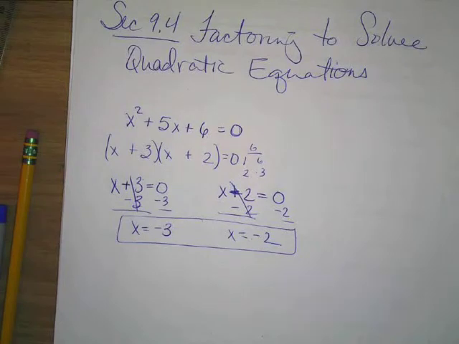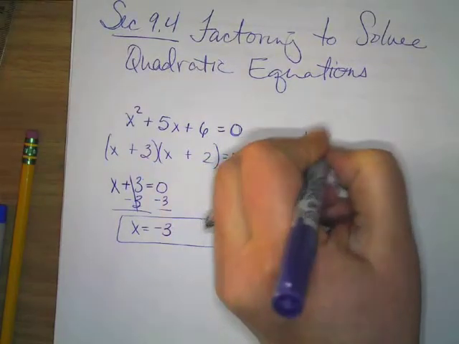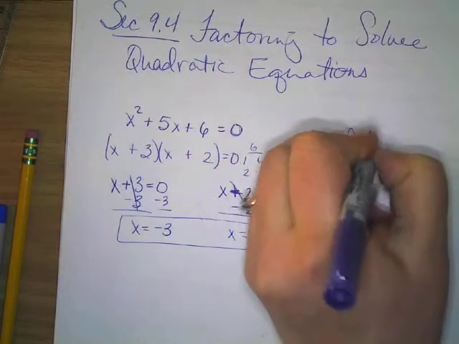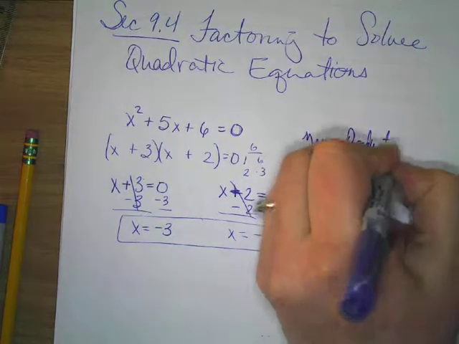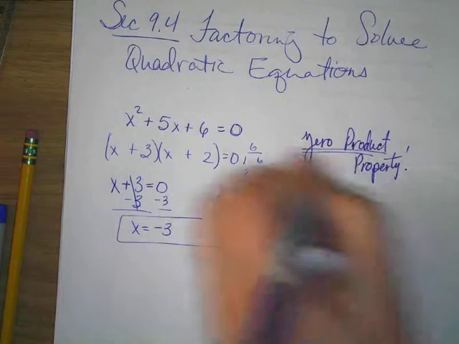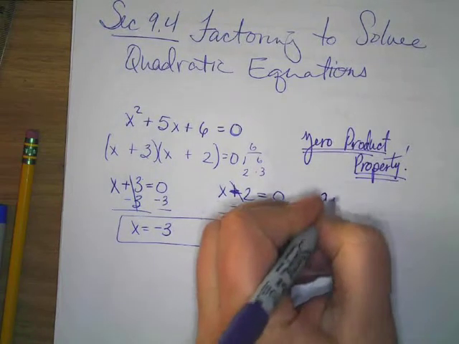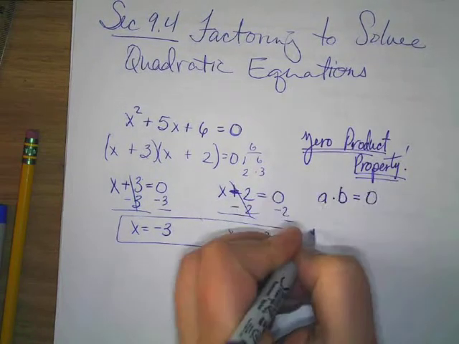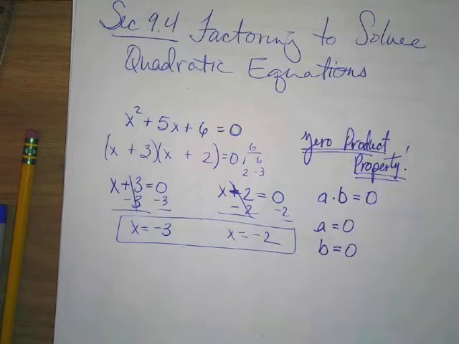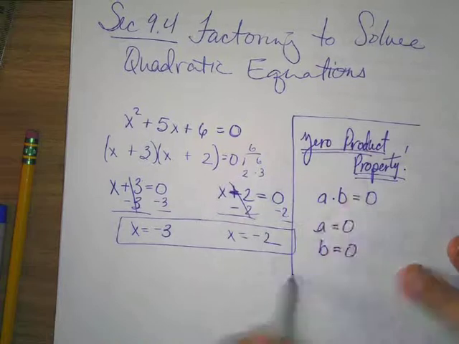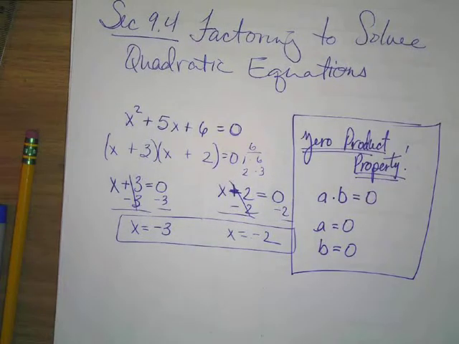And the property we used for this was the zero product property, which says if you have two things multiplied together and they equal 0, then either A equals 0, B equals 0, or both. That okay? And that's what we're going to be doing today.